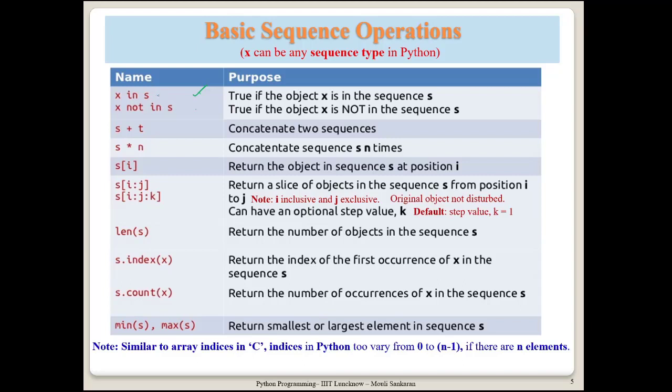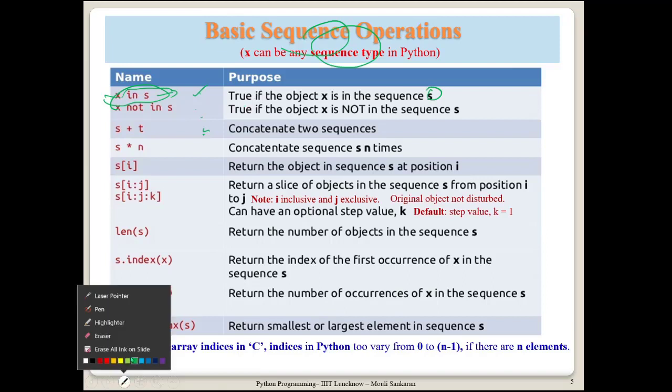We can go into the particular sequence. Now I am saying sequence, that means it can be a string or a tuple or a list. Then we will be able to take out one element by element by saying x in s. And here we are not going through the sequence. Here we are saying whether a particular element is there or not. True if the object x is in the sequence s. Then it returns true, x is in s.